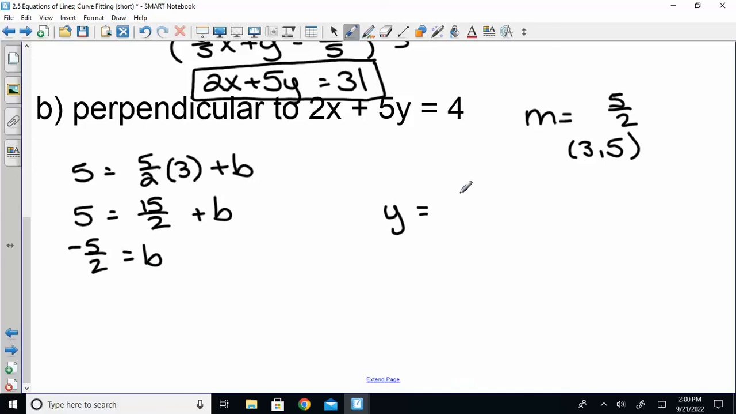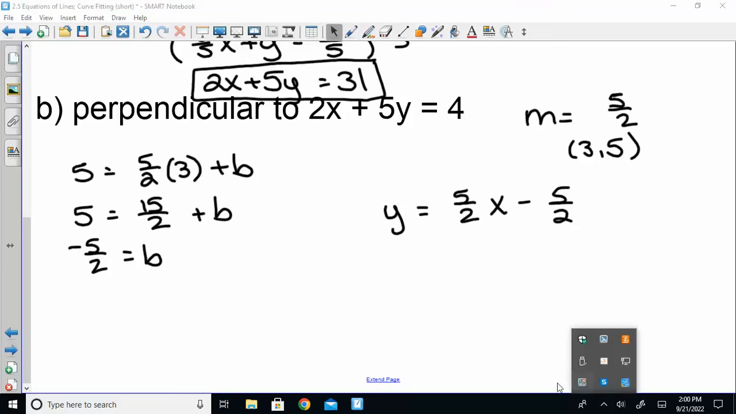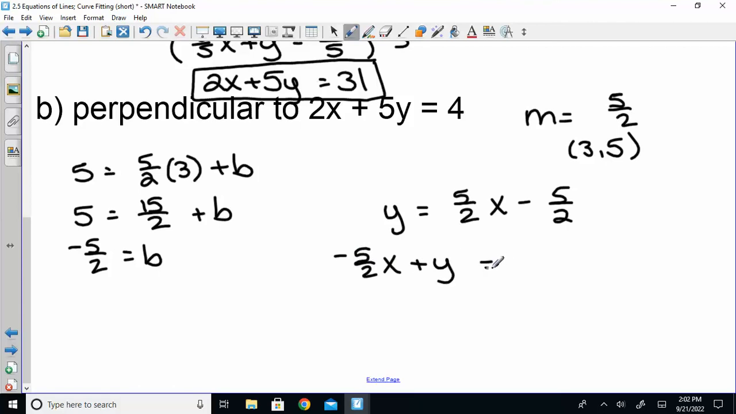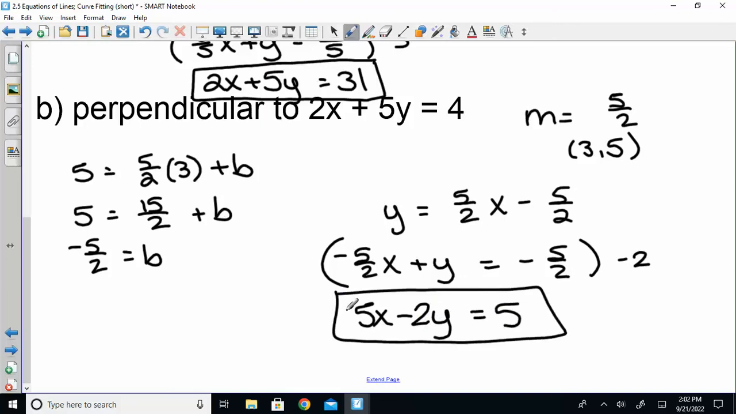So our current equation is y equals 5/2 x minus 5/2. So what would I have to do now? And then, right, why do we have to do -2 this time? We need our x to be positive. So that would give us 5x minus 2y equals 5. Any questions?